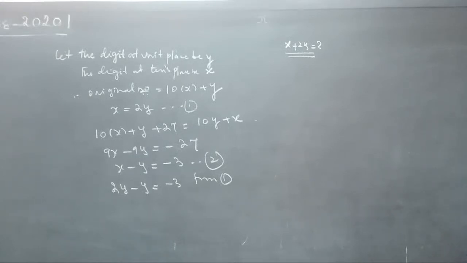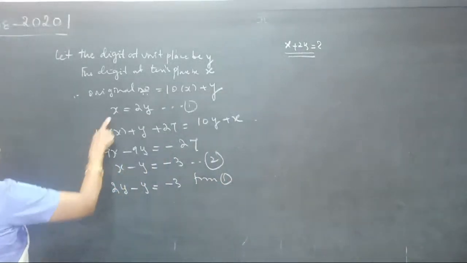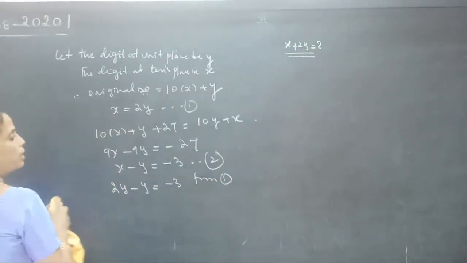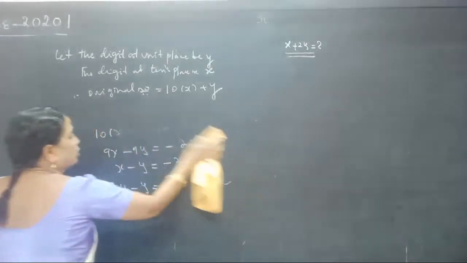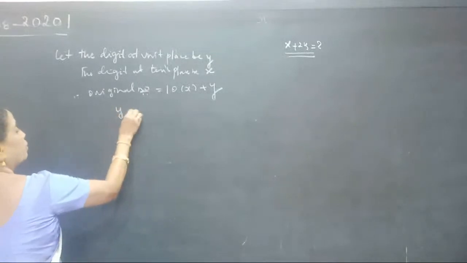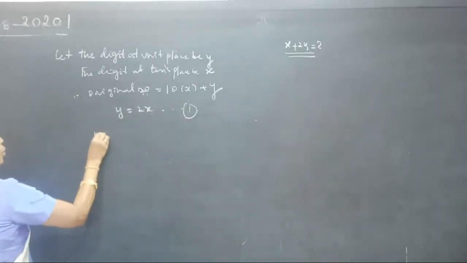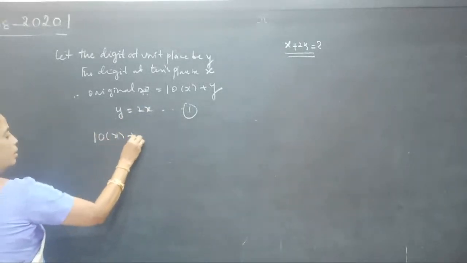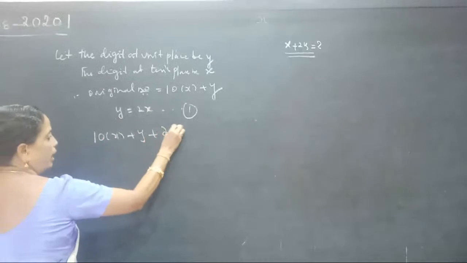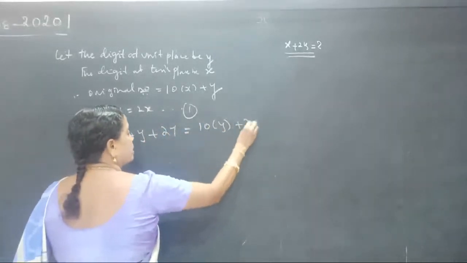A two-digit number, the unit digit is twice the tens digit. So what I have taken? Unit digit is twice the tens digit. The unit is y equals 2x, here we have to consider. That is the reason we are getting negative. y equals 2x. Clear? And to the original number, if 27 is added, the digits interchange their places.